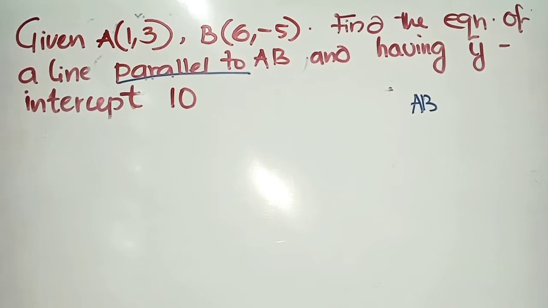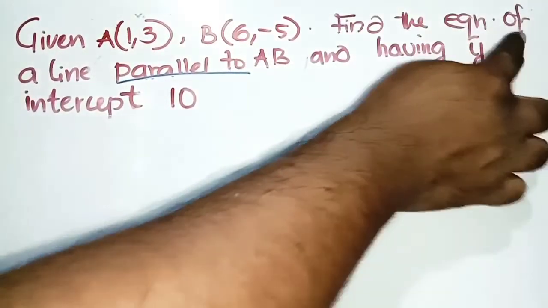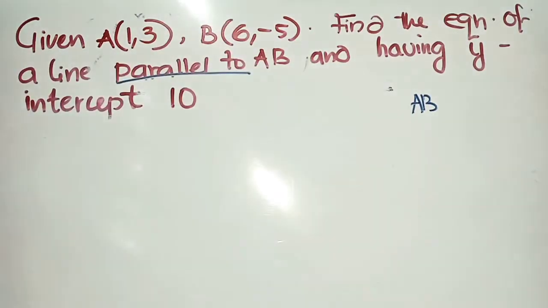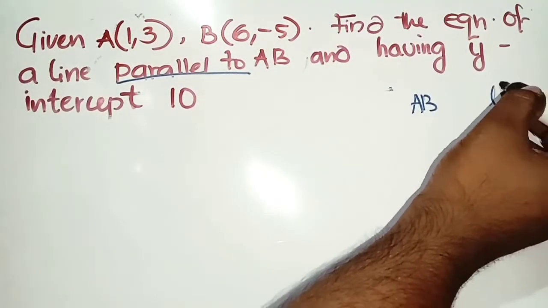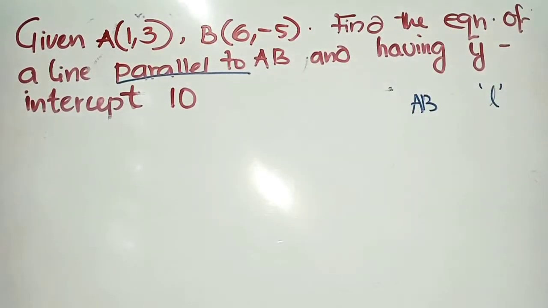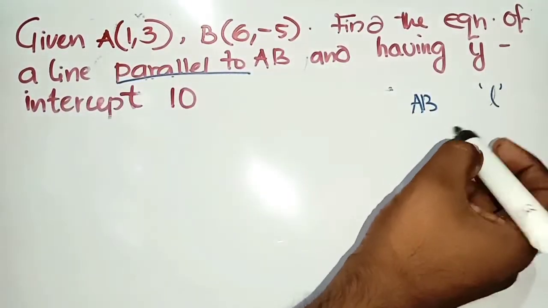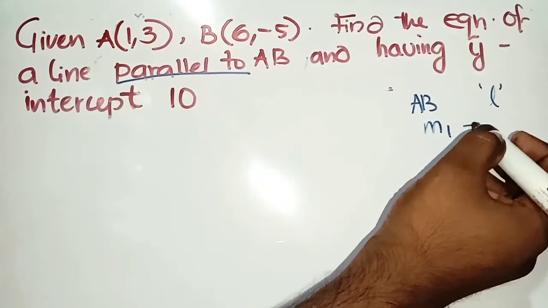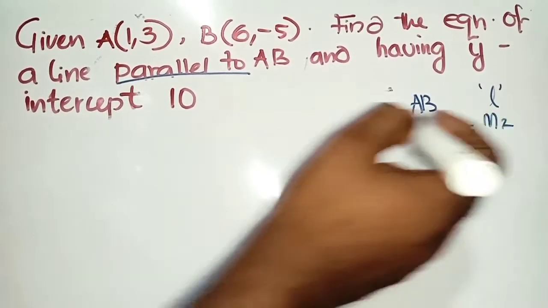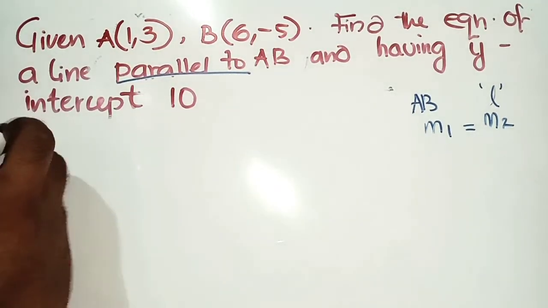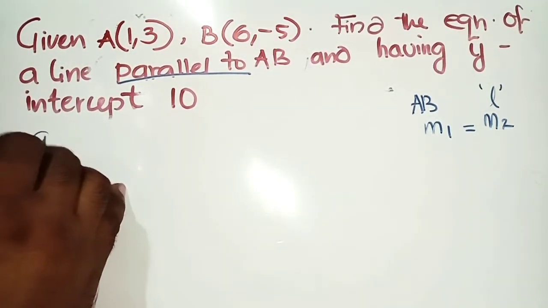We don't want the equation of AB. We want the equation of L. Find the equation of a line. Which line? We do not know that. Which is parallel to AB. So let's consider that line as L. Here the concept is, as AB is parallel to L, the gradient of AB is the same as the gradient of L, as they are parallel. So let's find the gradient of AB.